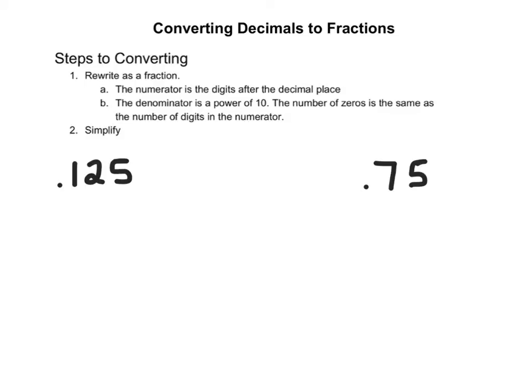So the numerator in this fraction we're going to write is the digits after the decimal place. Whatever those digits are, I write those as my numerator. The denominator is a power of 10. How do I figure out that power of 10? Power of 10 means like 10 to the first power is 10, 10 to the second power is 100. That's what I mean by power of 10.